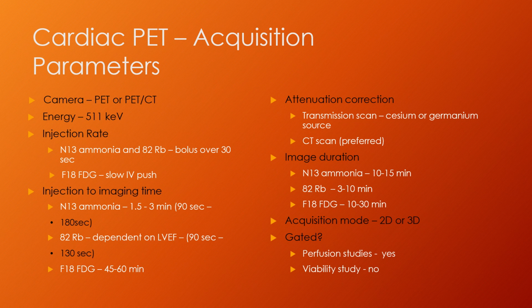Because they are all positron emitters and we're detecting the annihilation photons, we don't want any other PET agents in their system. So you want to wait until their MPI study is done before you inject the FDG. And for the perfusion studies, we do gate those, but for the viability studies, we do not do those gated.